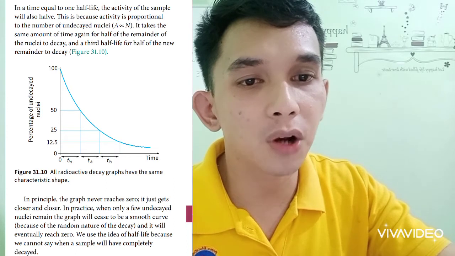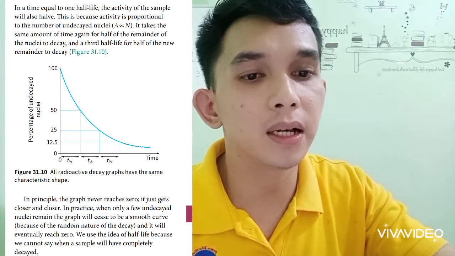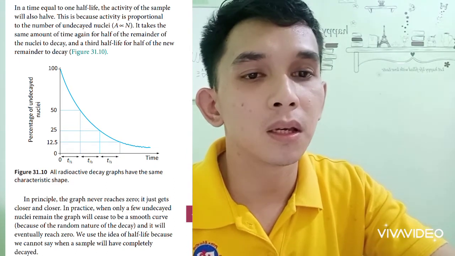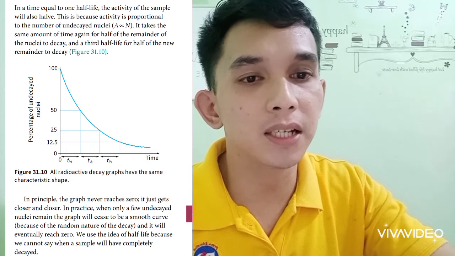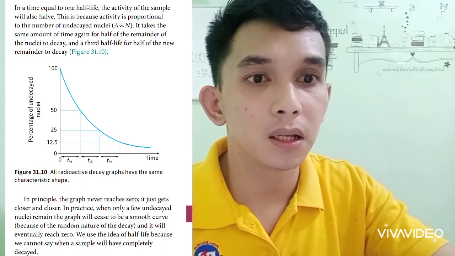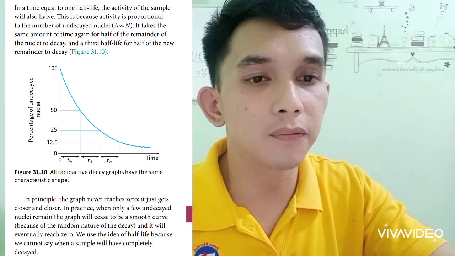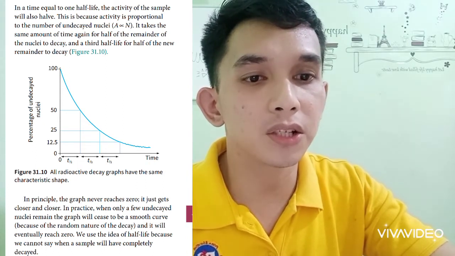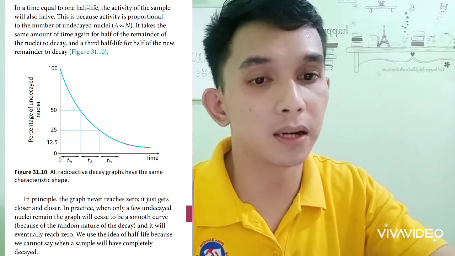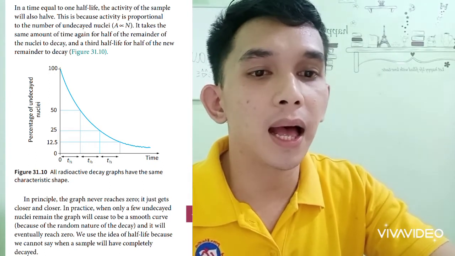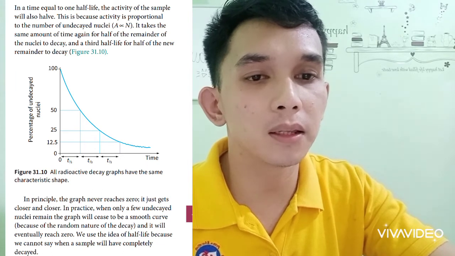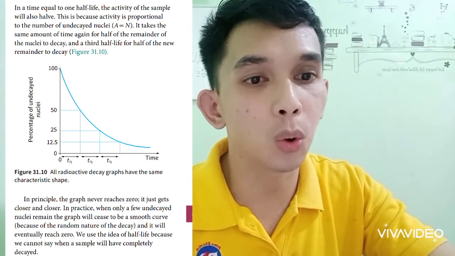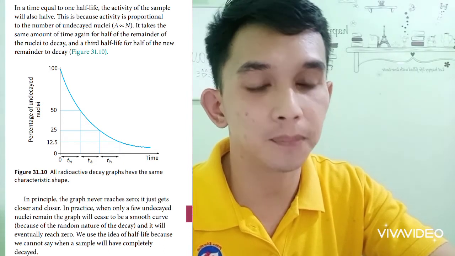The percentage of undecayed nuclei with the half-life of radioactive elements. At the beginning, the percentage is 100%. And then after one half-life, it will reach 50, because half of 100 is 50. And then after there are 50% of undecayed nuclei, it will go down again exponentially.